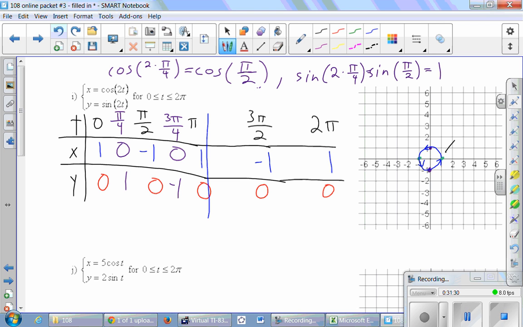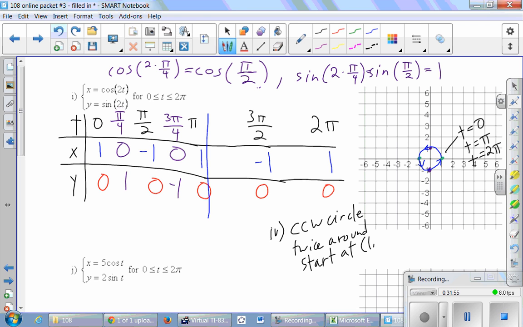So I guess we can write that here. So that's at t equals 0, and then again at t equals pi, and then again at t equals 2 pi. So apparently this is really two copies of that circle. So we're doing a counterclockwise circle twice around, and then starting at the point 1, 0. Okay, so I think that's fine. I'm not going to do the eliminating the parameter, but I'll let you give that one a shot. It's quite similar to the one we did before.